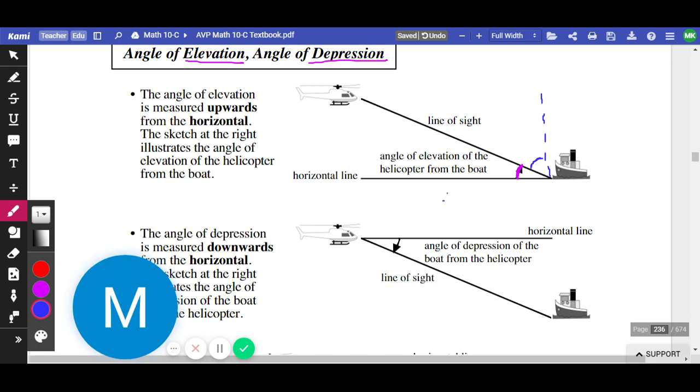Alternatively, you can do angle of depression from the helicopter to the boat. So if you did angle of depression from the helicopter to a boat, you would do a horizontal line from the helicopter and then go downwards. And see how I've connected to a horizontal line. What it isn't, is it isn't this right here. That's not right. The reason that's not right is because that's a vertical line. You want to connect to a horizontal line when you're using these two terms.